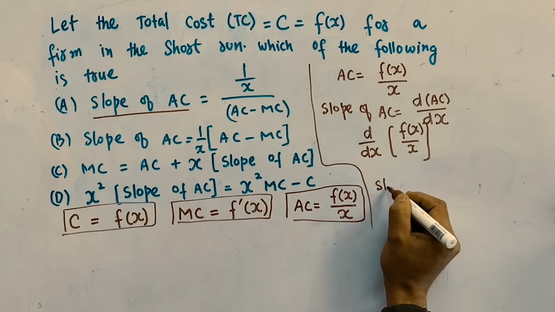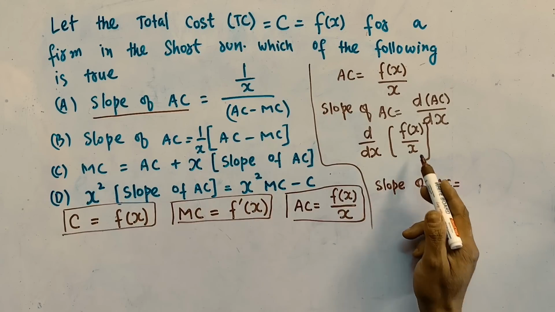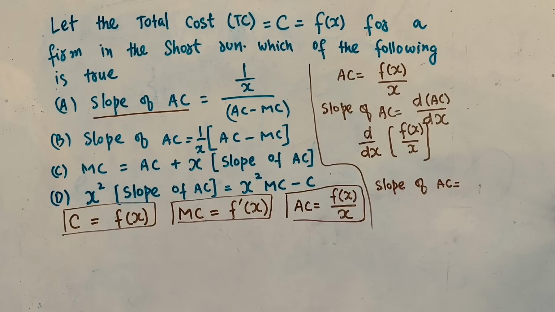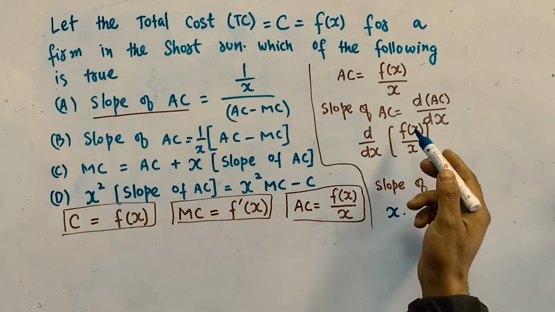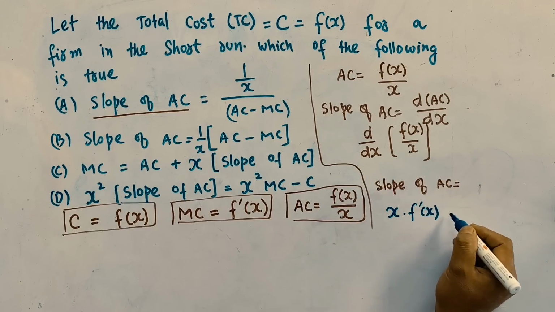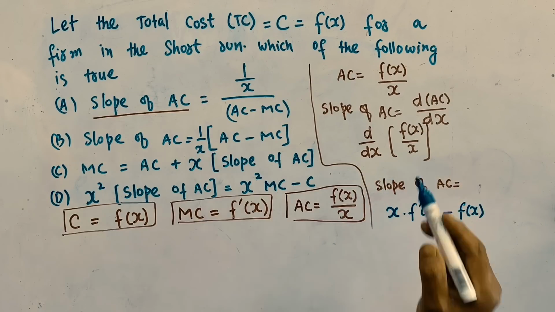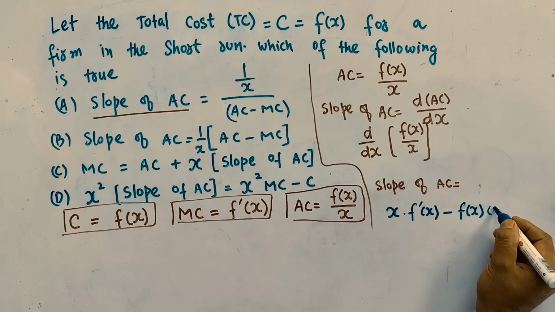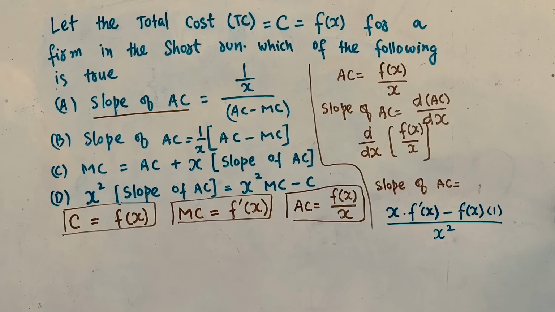That means the slope of average cost will be equal to, so what do we do in case of the quotient rule? We write the denominator function, to this we multiply the derivative of the numerator function. What is the derivative of f of x? It is f prime x. Then we subtract the numerator function, which is f of x, times the derivative of the denominator function, which is x, and its derivative is 1, and we divide it by x square. You know it from the basic rules of differentiation.